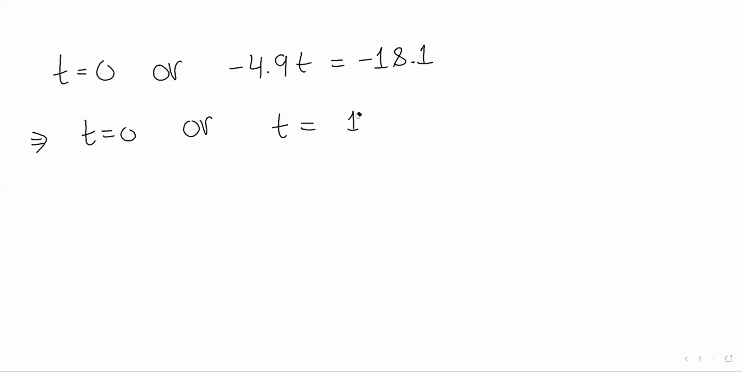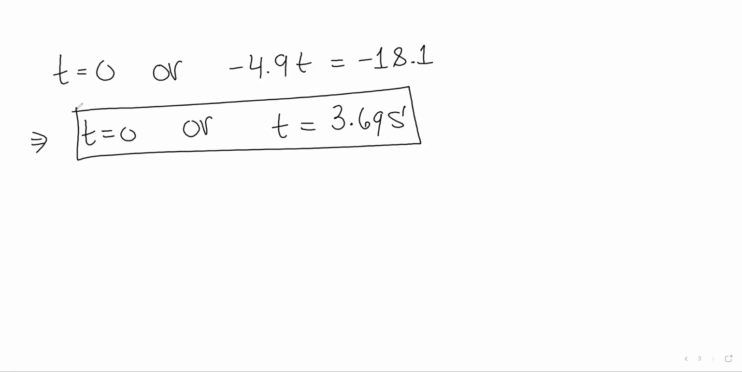Let me make sure, 18.1 divided by 4.9 is about 3.69. So your time of flight is 3.69 seconds. It's always the larger of the two values, especially if one of the values for t is negative. You always reject a negative time.